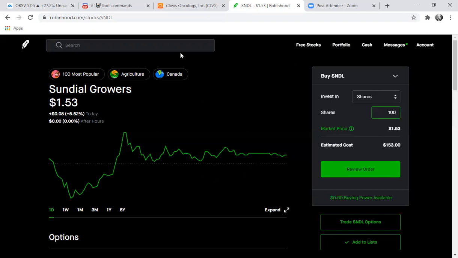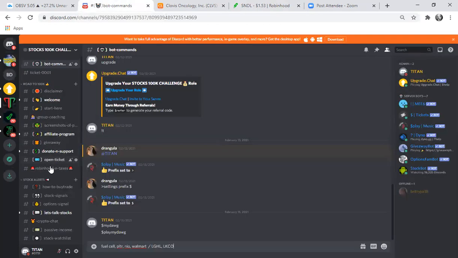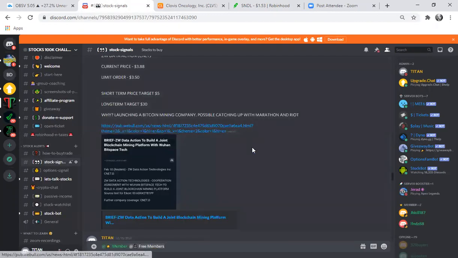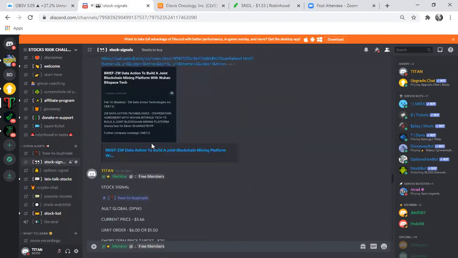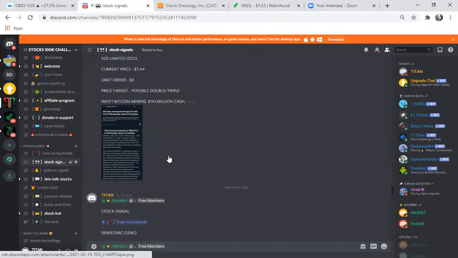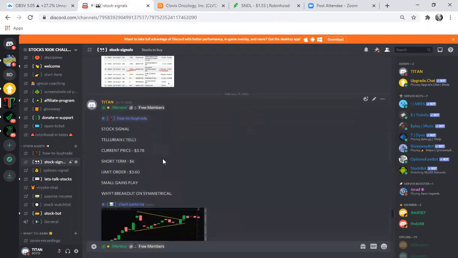So let's compare and contrast to the Discord group. In the Discord group, you guys will get a notification on your phone or computer, whatever device you use, and it will come from here, the stock signals tab. So we're going to do an example on one of these stocks. The stock signal is basically the alert that comes to your phone, and we're going to do Tellurian.